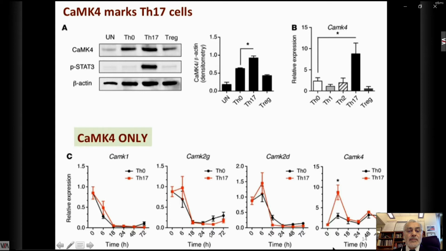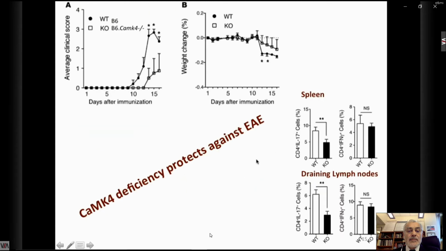Now, as I mentioned already, in T cells only CAMK4 is increased, and this is demonstrated in time kinetics experiments. And this, for the younger people in the audience, signifies the importance of conducting time and dose experiments all the time. If we had not done proper dose-time curve experiments here, we would have missed this increased expression of CAMK4, and only CAMK4, in T cells.